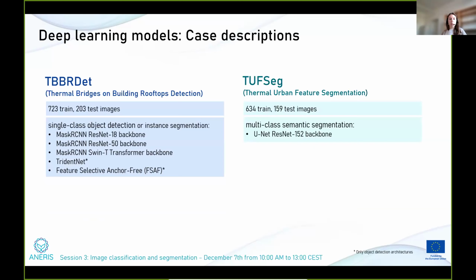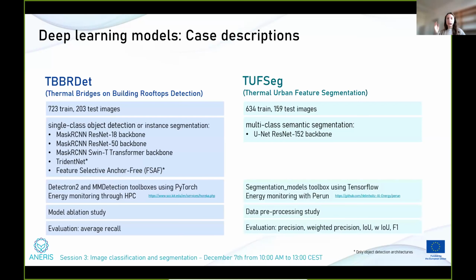The thermal bridges on building rooftops detection is more of a model ablation study. So we have different kinds of Mask RCNN models with different backbones, including a SWIN transformer, and then TridentNet and FSAF, feature selective anchor-free models, which are only object detection architectures. For the thermal urban feature segmentation, I selected the UNet model because it was also discussed in the first talk, interestingly, and it's a very common model for small data sets and quite famous in the semantic segmentation world.